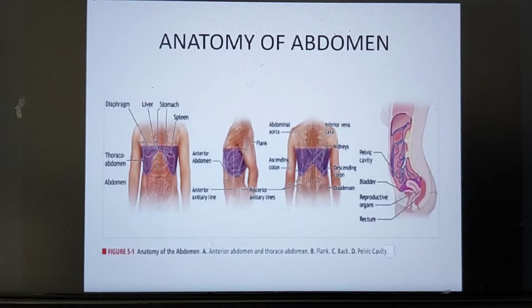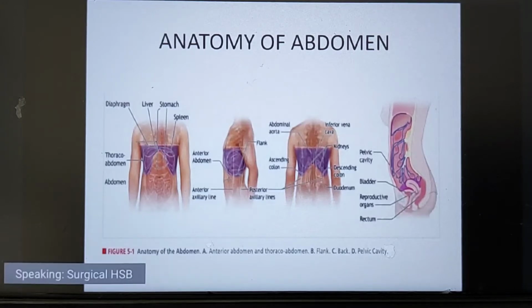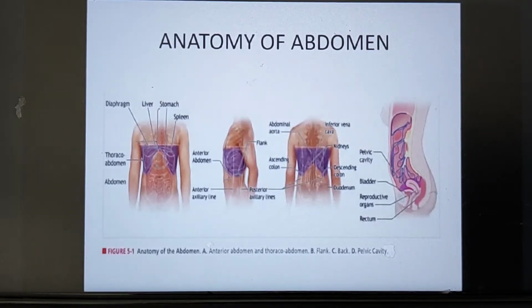The anatomy of the abdomen we can divide into 4 parts: anterior abdomen, thoracic abdomen, flank and back. Anterior abdomen is from costal margin superiorly, inguinal ligament and pubic symphysis inferiorly, with anterior axillary line laterally. The contents are hollow visceral organs, such as small bowel and also large bowel.